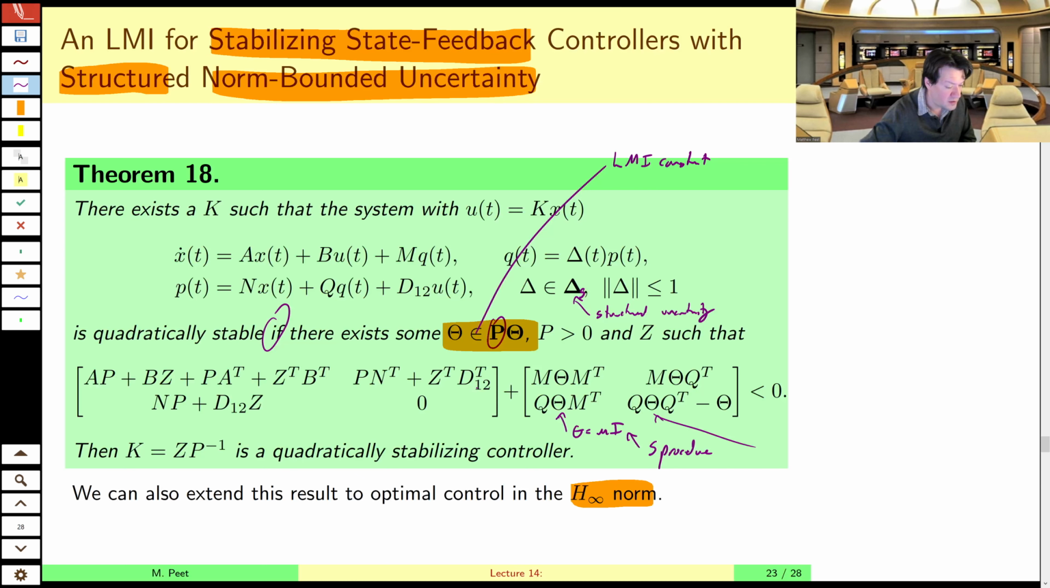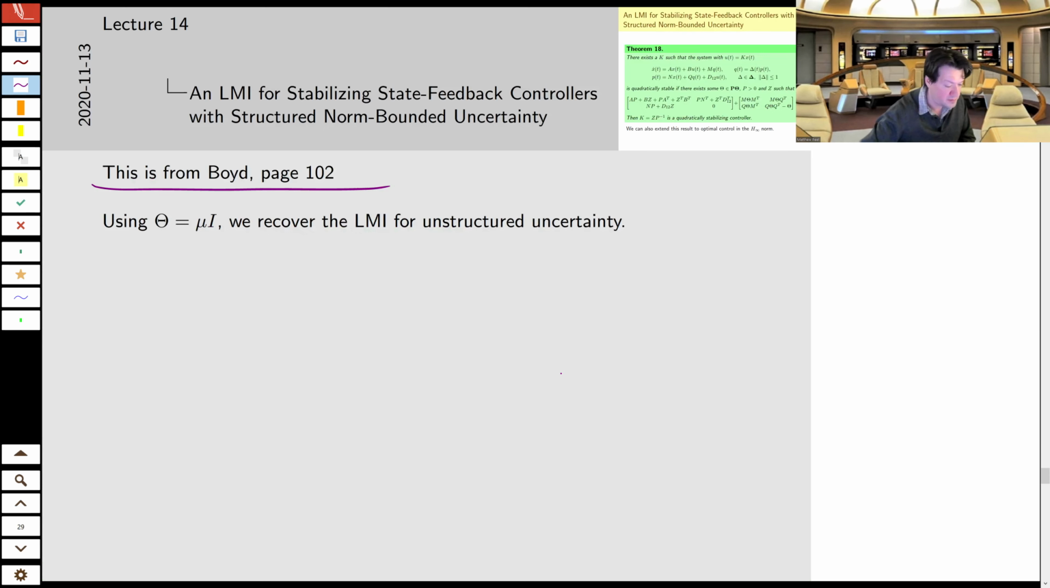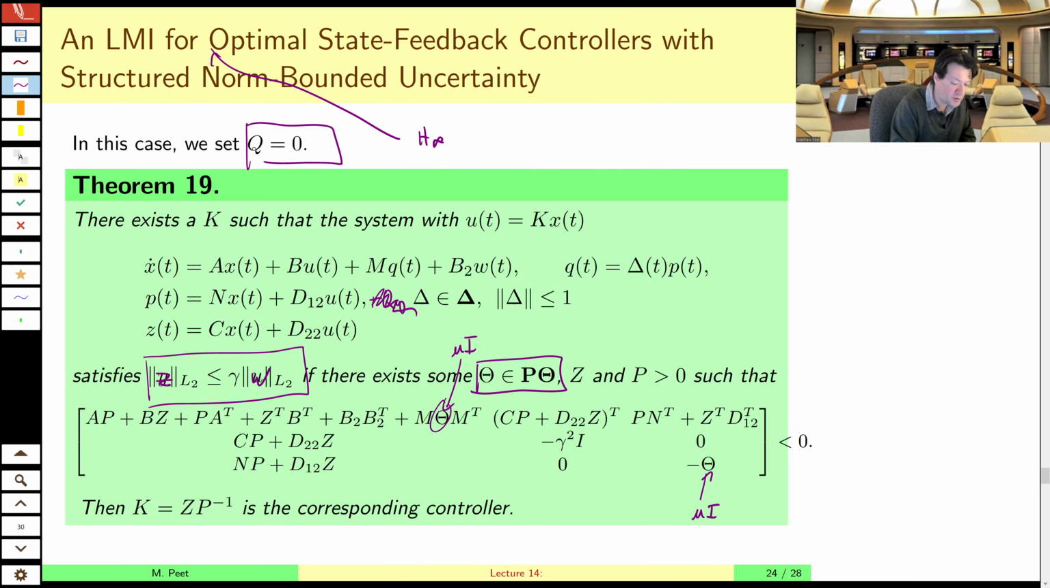So again, if Q is zero, all these terms drop out. That's why we only see the scaling showing up twice, here and here, in the 1-1 and 2-2 blocks. And then we add this H-infinity optimal control parameter here from the KYP lemma.